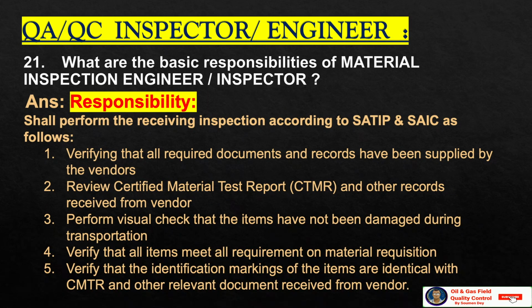What are the basic responsibilities of a material inspection engineer or inspector? Shall perform the receiving inspection according to the SATIP and SAIC, verifying that all required documents and records have been supplied by the vendor, review certified material test report CMTR and other records received from the vendor, perform visual check that all the items have not been damaged during the transportation, verify that all items meet all requirements on the material requisition, verify that the identification marking on the items are identical with the CMTR and other relevant documents provided by the vendor.